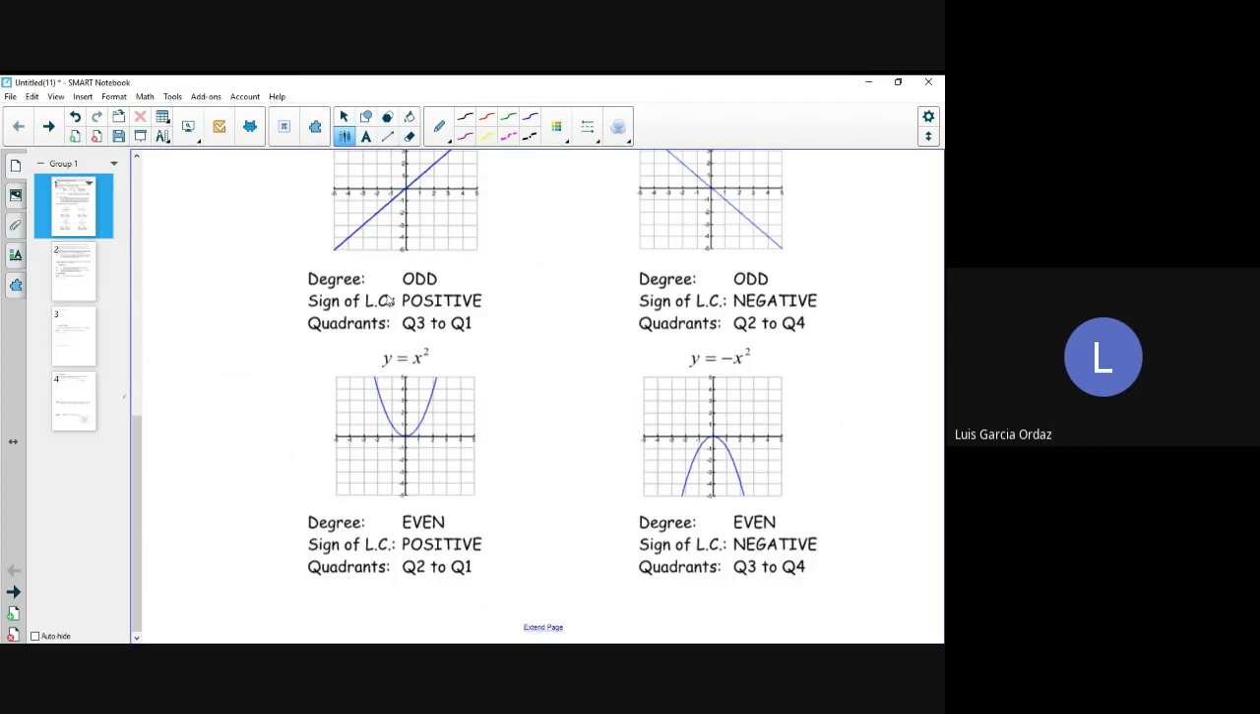So this lesson is, under the course, lesson 3.3. I messed up the order. So it should say dividing polynomials.